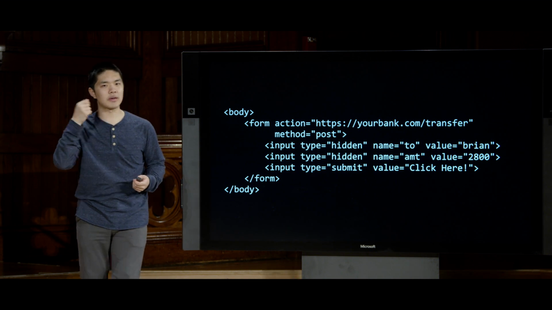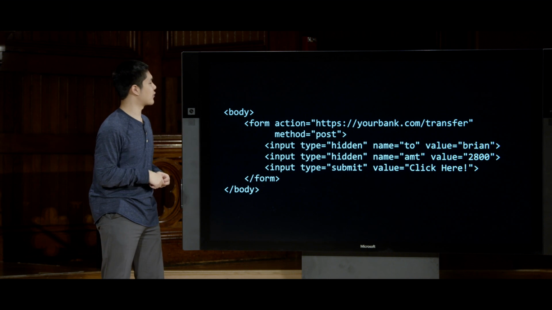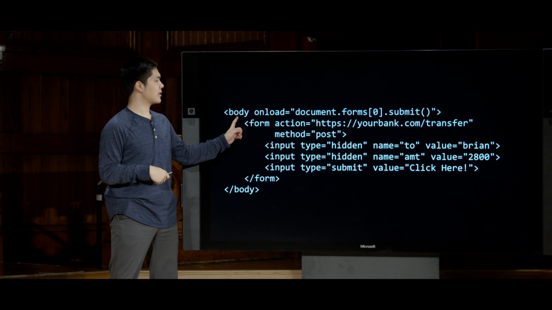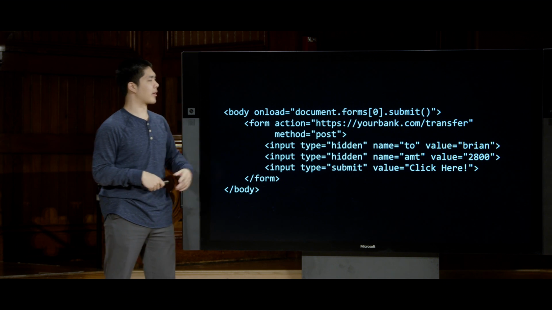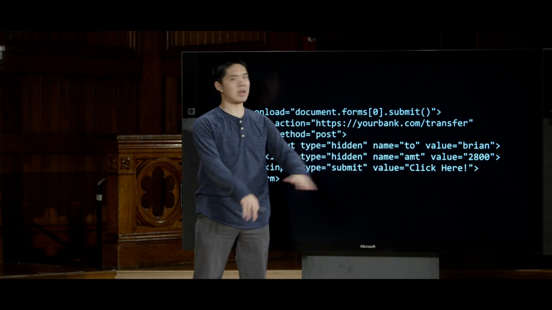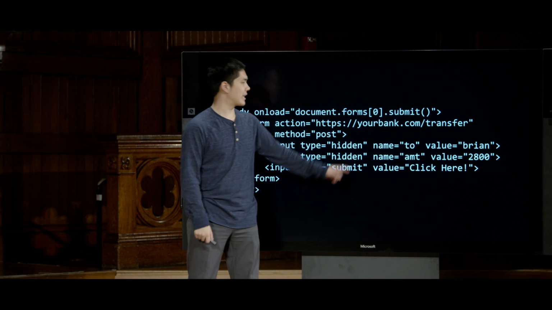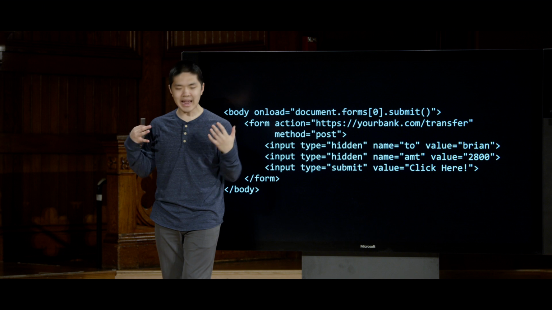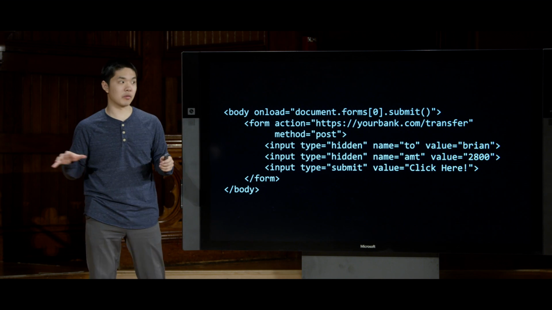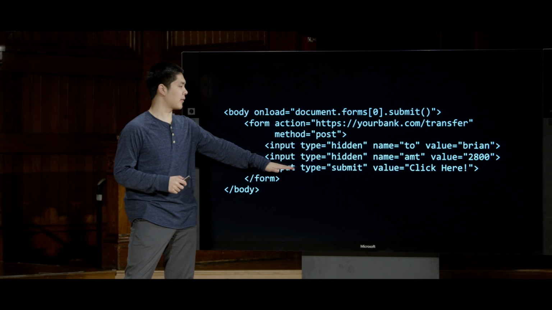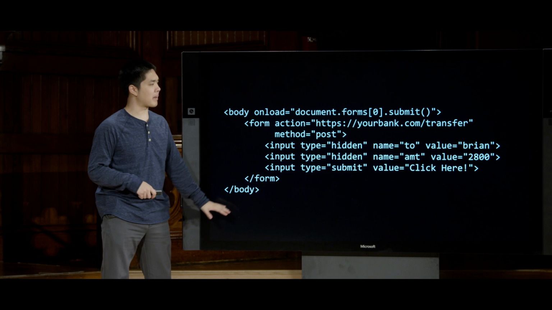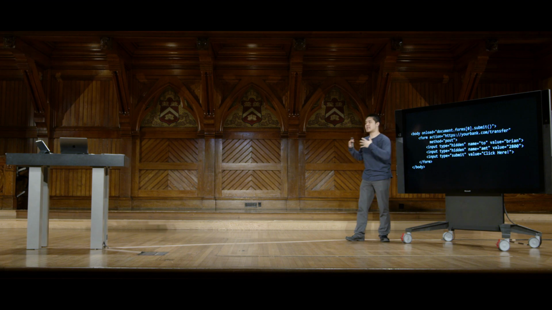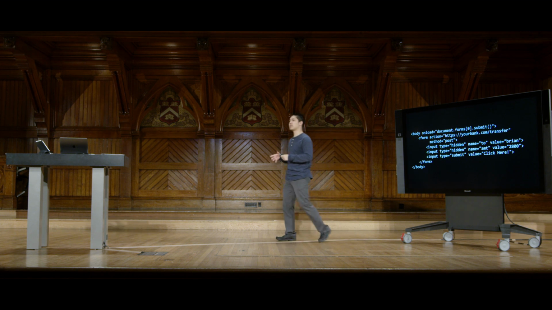We can just add a little bit of JavaScript. You might imagine that an adversary could do something like this. Add an onload attribute to the body that says when the body of the page is done loading, go to document.forms, meaning all of the forms for this web page, get the first one, and submit it. Submit the form. And what that's going to do is, even without the user doing anything, even without the user clicking on the click here button, as soon as this page is loaded, this form is going to be submitting a post request to the bank and attempting to transfer funds from one user to another user.